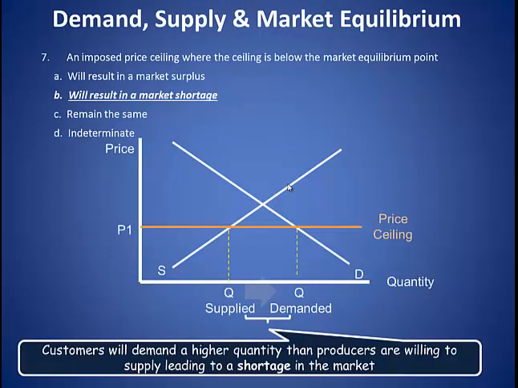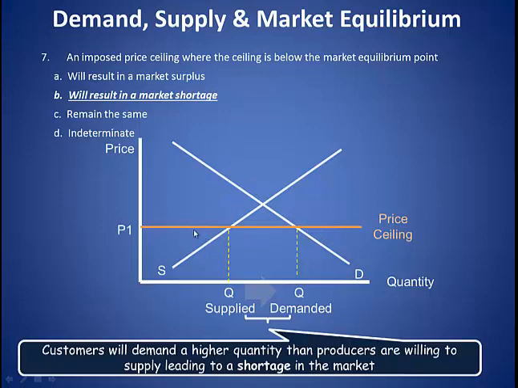Okay, the answer in this particular case is that if you impose a price ceiling where the ceiling is below the market equilibrium point, in other words, that price ceiling is basically a bargain price, and we'll see this in a second. If you do that, what will happen is that will result in a market shortage. Now, what you can see here with this supply-demand chart is the supply curve for that particular good and the demand curve for that particular good.